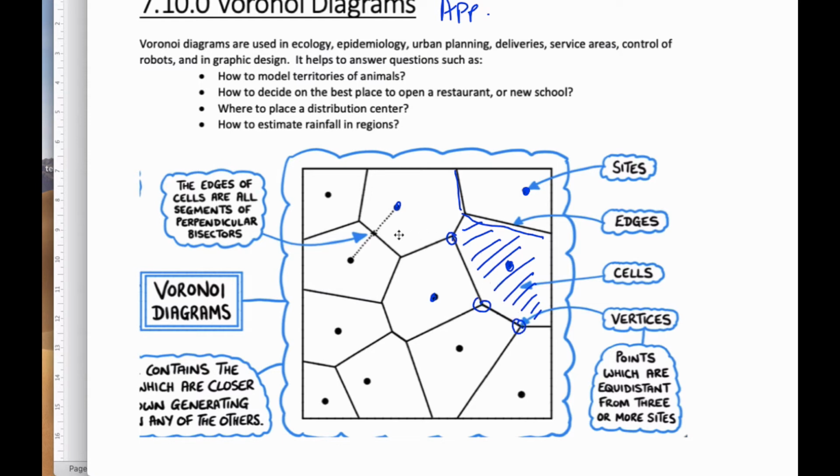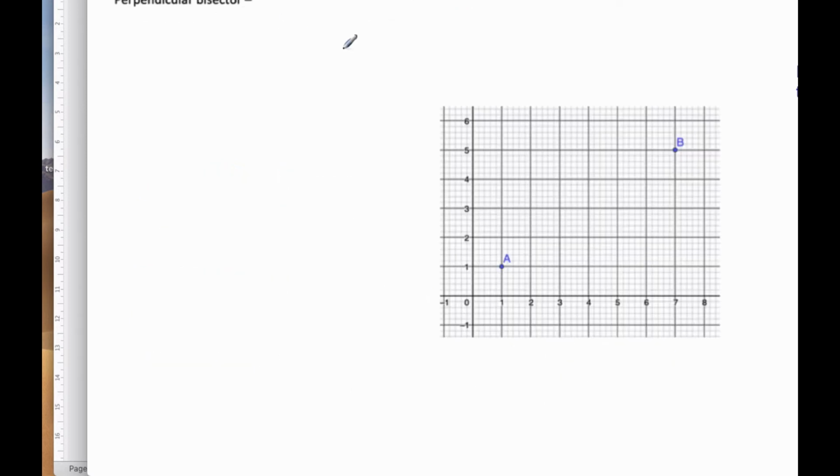And the way that these Voronoi diagrams are created, they are created by perpendicular bisectors. And so if we take two sites and we create a line, we put the midpoint on, and then we go perpendicular to it, this is how all these edges are created. So let's talk a little bit more about perpendicular bisectors.